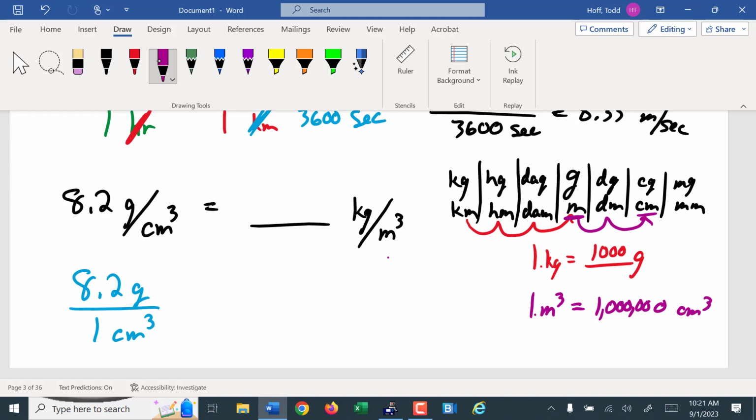So now I can use those to do my conversions. To get rid of grams, I'll put 1,000 grams on bottom to 1 kilogram. Grams have canceled out.